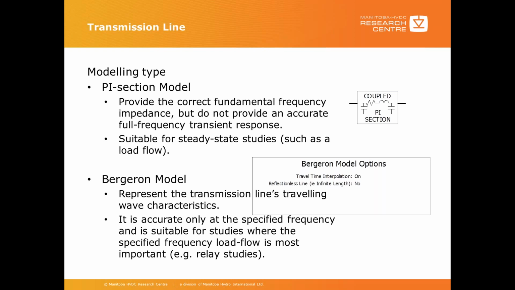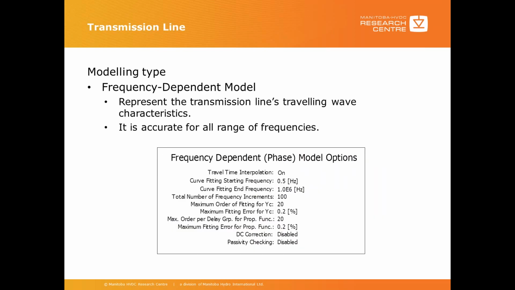Bergeron model, however, represents the traveling wave characteristic of the transmission line, and it's only accurate for the specified frequency. On the other hand, the frequency-dependent model is valid for all frequency ranges, from DC to megahertz, and also represents the traveling wave characteristics of the transmission line. Therefore, this will be the most suitable model to use when we're doing the switching studies.